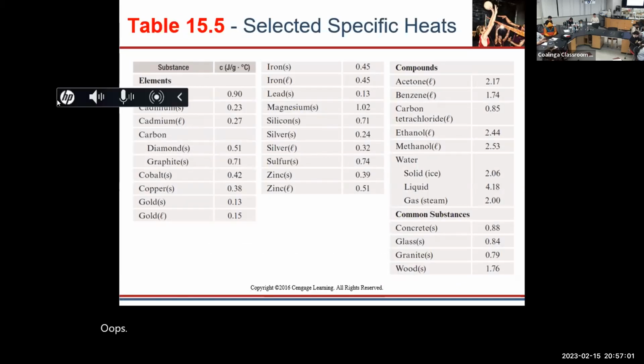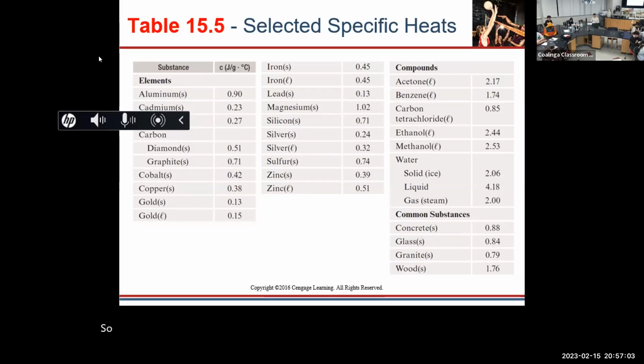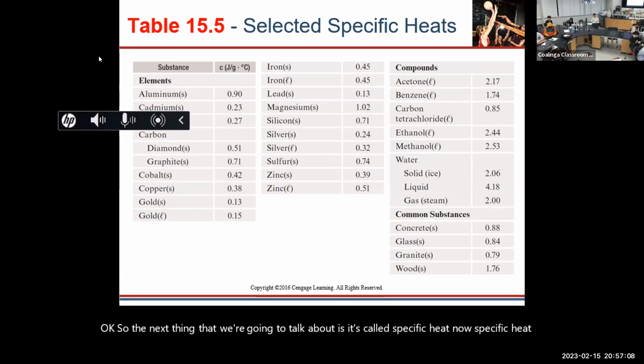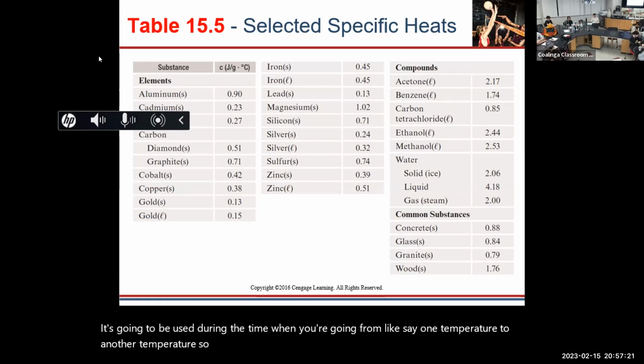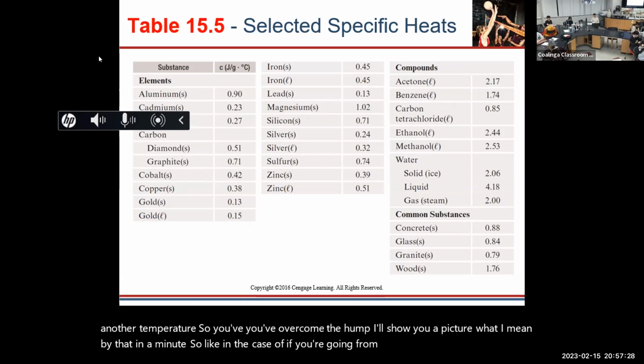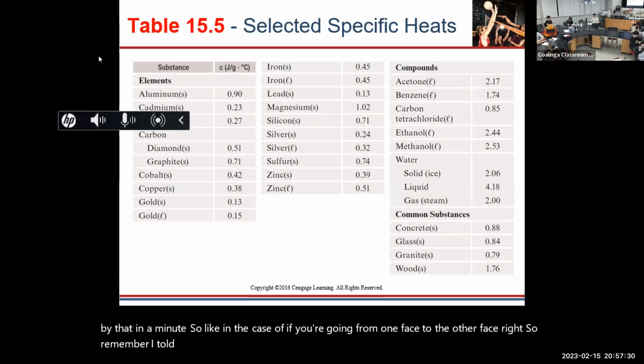Okay, so the next thing that we're going to talk about is called specific heat. Now, specific heat is used during the time when you're going from, like, say, one temperature to another temperature. I'll show you a picture of what I mean by that in a minute. So like in the case of going from one phase to the other phase, remember I told you, you have to meet a threshold, and that's going to be your temperature, right? So your enthalpy is that threshold that you have to cross over.